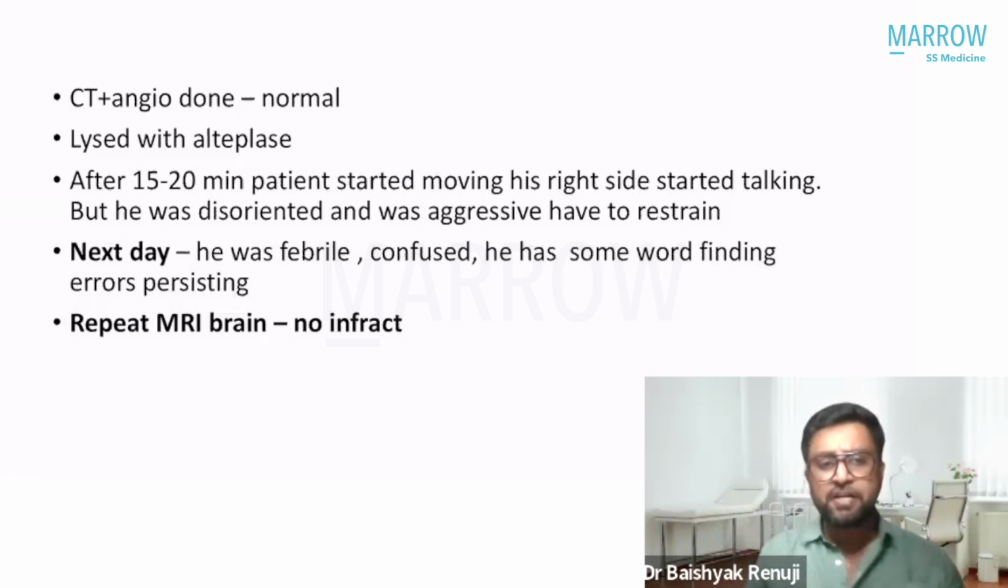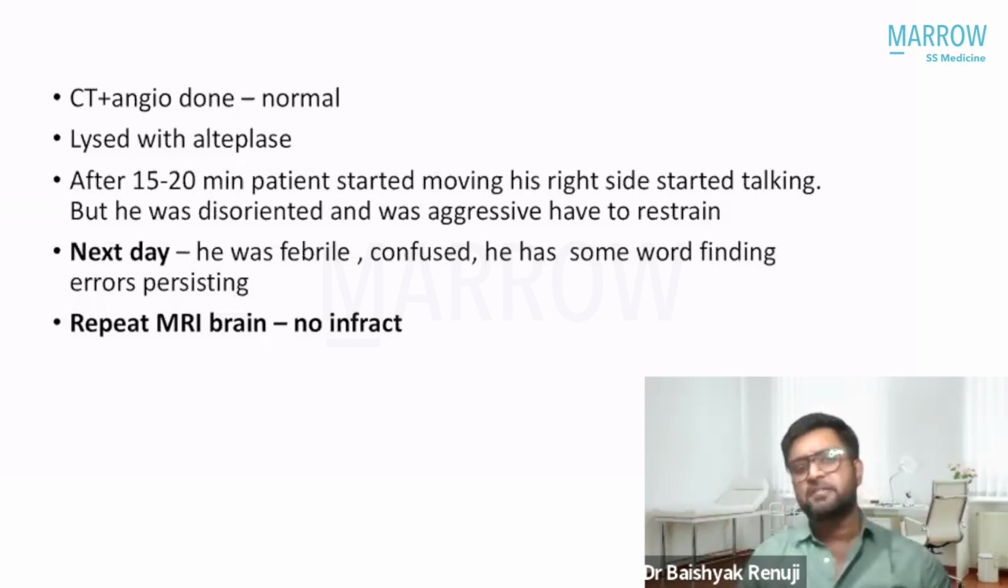So we took a CT plus CT angio, which was normal, and the patient was lysed with alteplase. After 15-20 minutes, the patient started moving his right side, started talking, but he was totally disoriented. He started agitating. He started to get up and run away. We had to restrain him. This is something which we never see in stroke, because when they lyse, the patient usually improves. The patient is going into delirium.